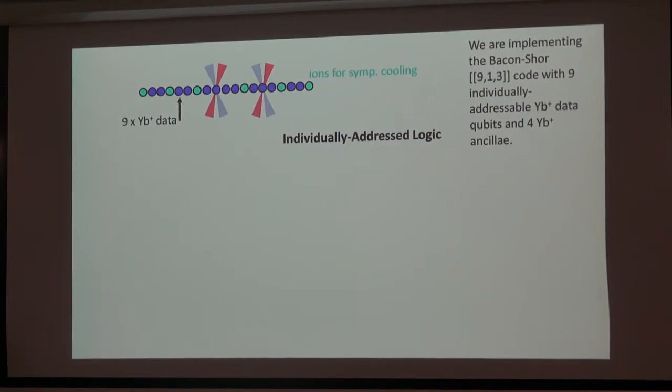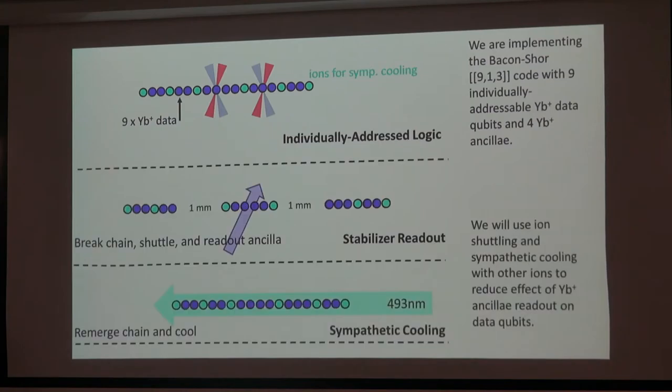In order to get around this problem, in the future, we're planning to execute a more complex algorithm that involves splitting the chain of ions so that the ions that are being detected are split away by about a millimeter from the ions that store the physical information. And then at the end of the day, remerge all the ions into a single chain using another species of ions for sympathetic cooling.